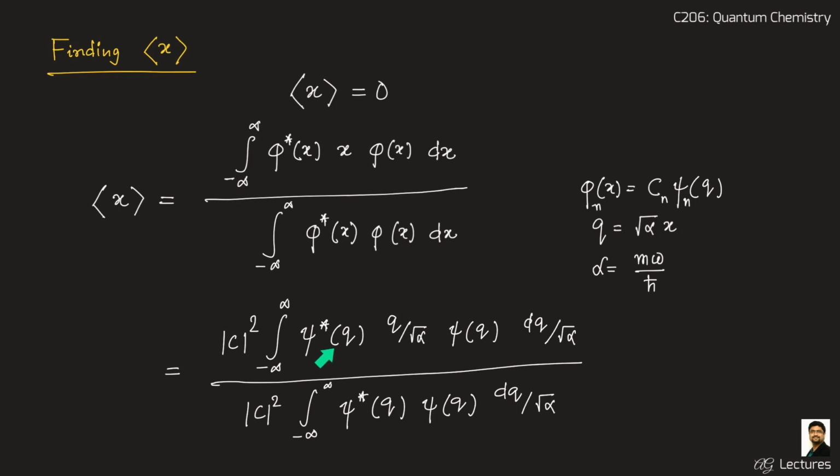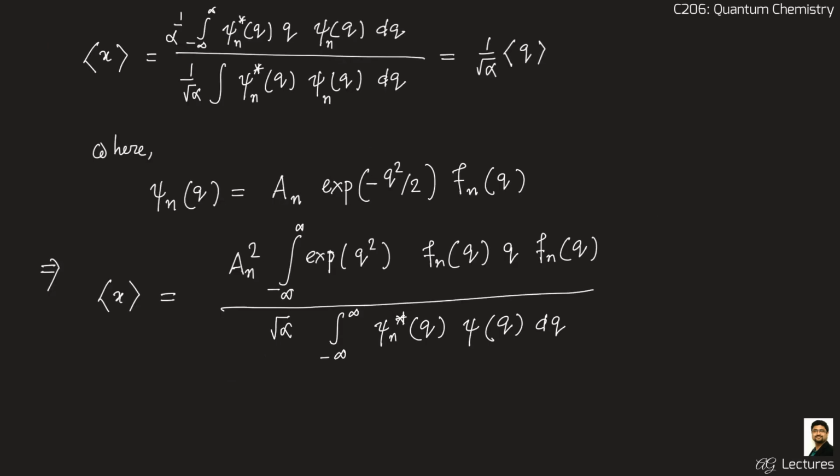These psi of q are the psi of q that we have previously derived, and the obvious factors are popping up everywhere. If we just concise this whole thing, we get the following. So we see the mean of x and mean of q are related again by the same 1 over root alpha, correct? So that is quite obvious.